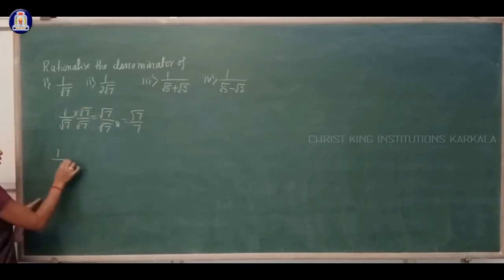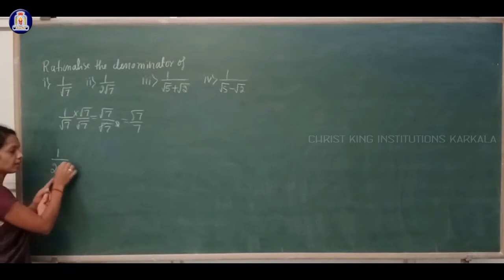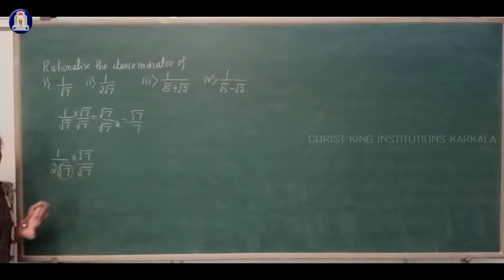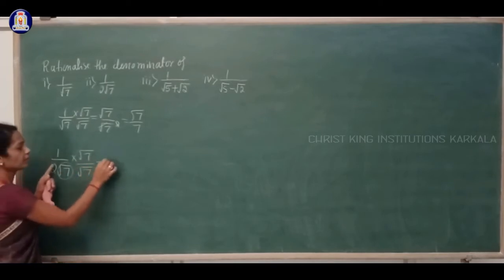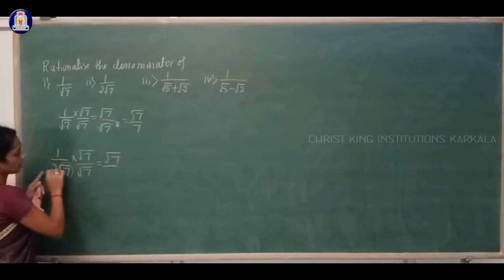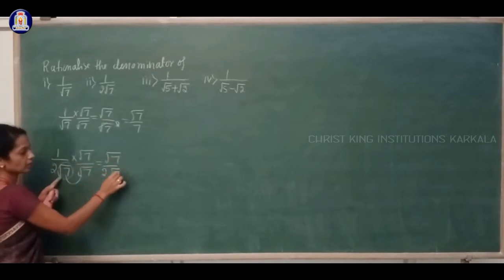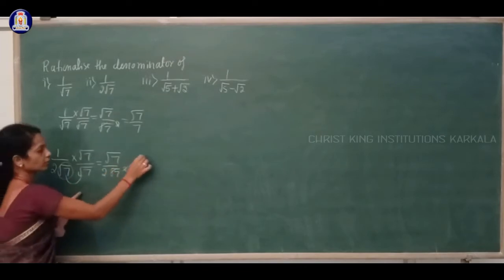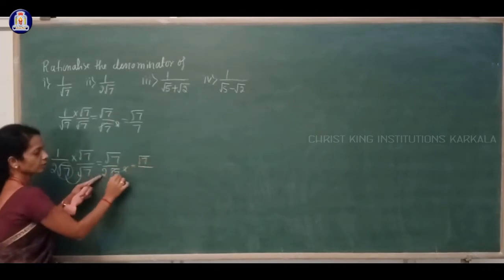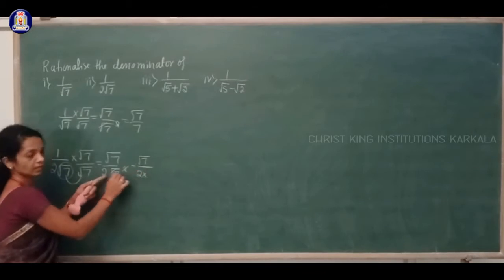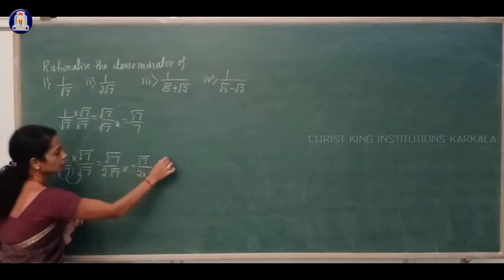Next, the second one is 1 by 2 into root 7. You have only one term and the irrational part is root 7. To make that rational, you have to multiply both the numerator and denominator by root 7. And 1 into root 7 is root 7. And here 2 into root 7 into root 7 is root 7 square. Square and square root cancel. So we are left with root 7 divided by 2 into 7. 7 into 2 is what?